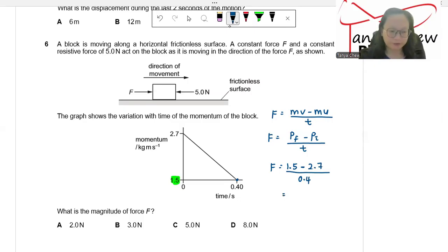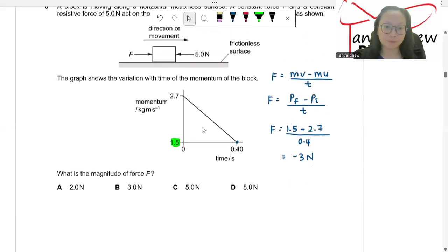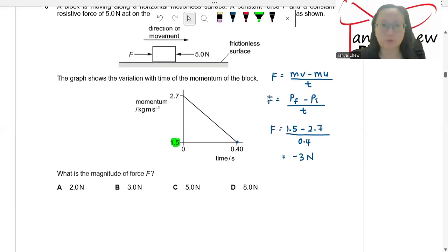1.5 minus 2.7 divide 0.4, and you should get negative 3 Newton as the value of F, right? So the magnitude of the force, a constant force is at in the, oh, okay. This is actually the resultant force.